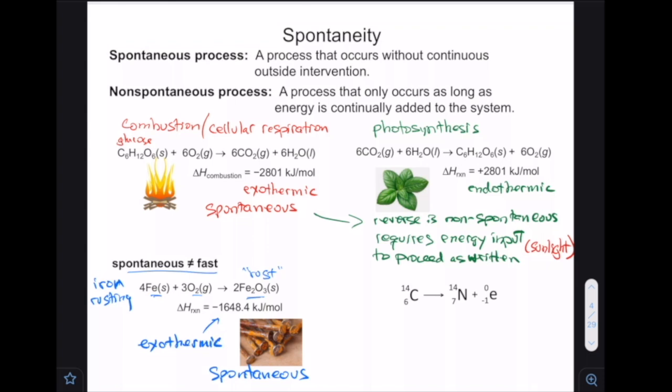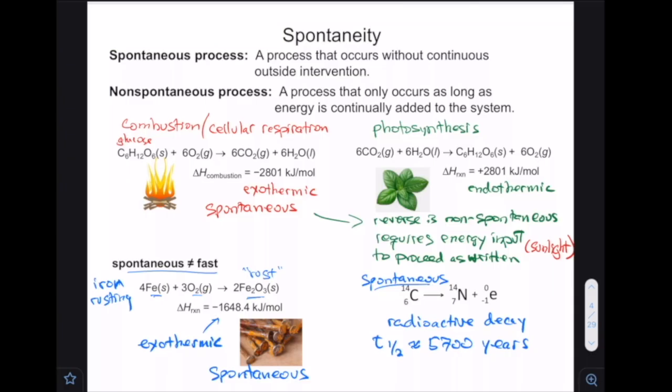And just to drive the point home, there are other things like the decay of carbon-14 into stable products. In the case of carbon-14 and carbon dating, it's very, very slow. This reaction does occur spontaneously. The half-life for this reaction, the time it takes for half of the radioactive material to decay into something stable, for carbon-14 is on the order of 5,700 years. It's a very slow process, but it's still spontaneous.